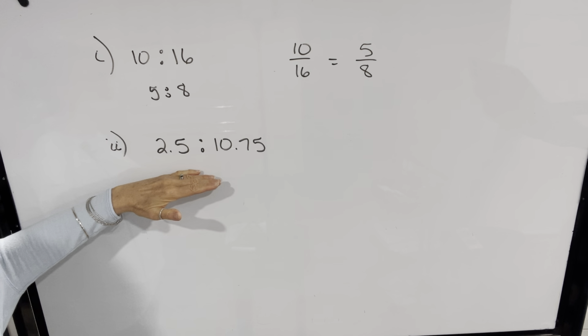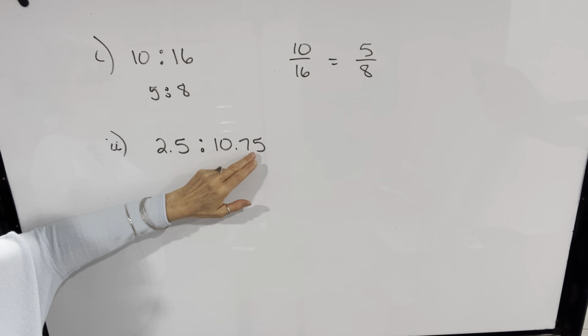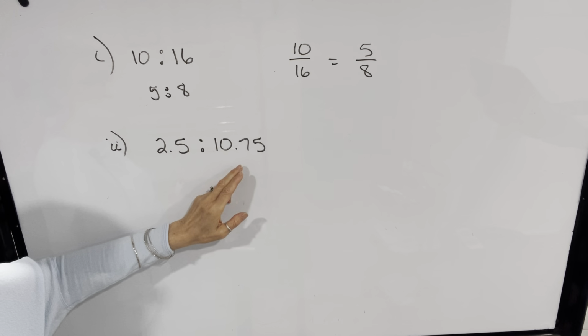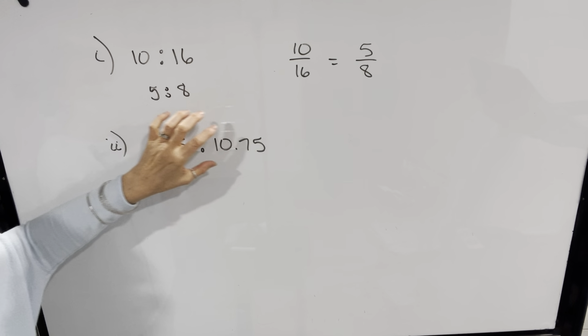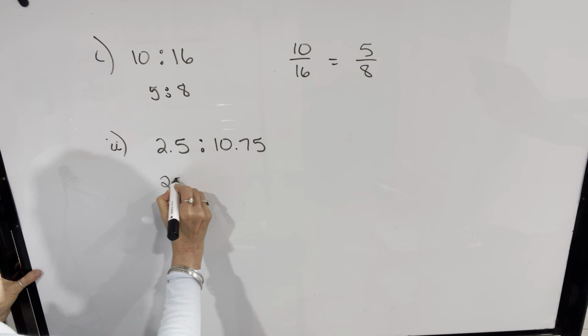You often see decimals in your ratios, and in order to simplify this, I'm going to get rid of my decimal point. Now, I have 2 digits after my decimal point here, so if I multiply this by 100, I'll move my decimal point 2 places and it will be gone. If I multiply this by 100, I also have to multiply this by 100. So I'm going to multiply both numbers by 100.